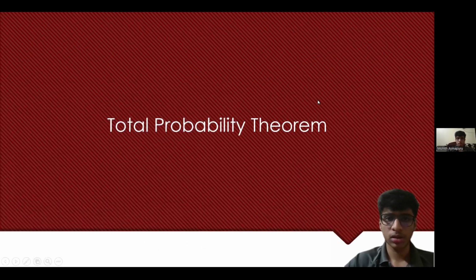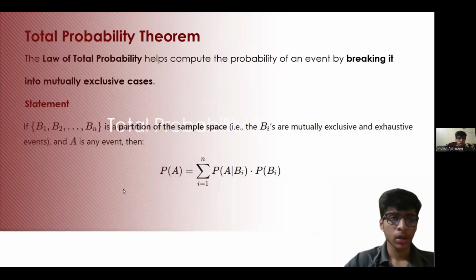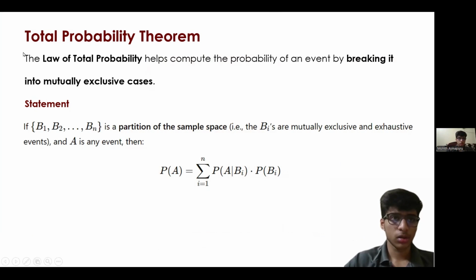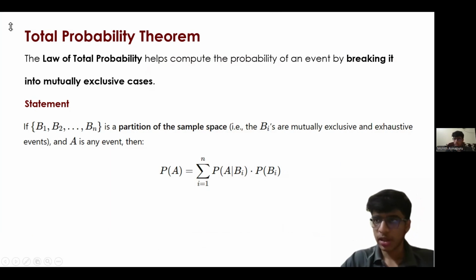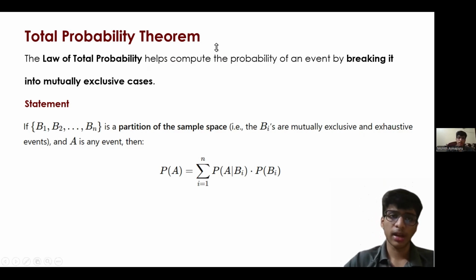Now another theorem, the total probability theorem. What does the total probability theorem actually say? The law of total probability helps compute the probability of an event by breaking it into mutually exclusive cases. To apply this theorem, two conditions must be satisfied: the events must be mutually exclusive and exhaustive. Mutually exclusive means the outcomes of A and the outcomes of B should not match, meaning the intersection should be a null set. Exhaustive means the union of the outcomes should equal the sample space.